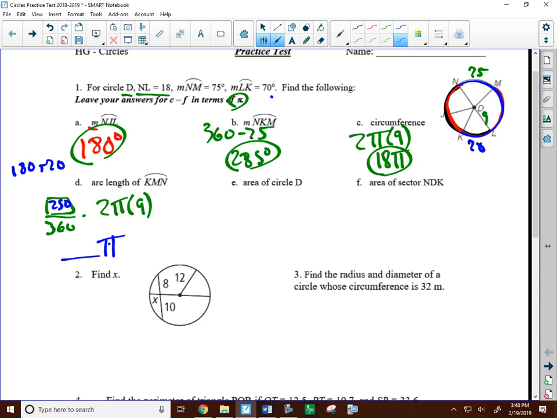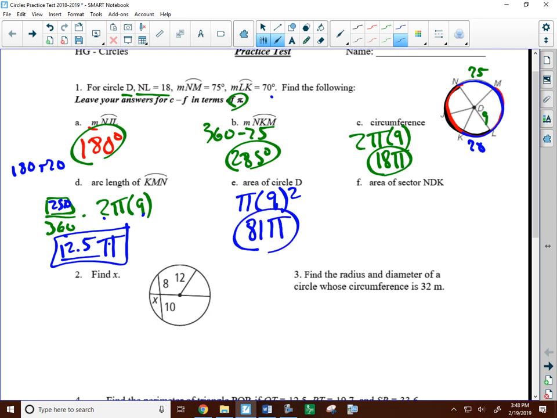So you put these in your calculator, 250 divided by 360 times 2 times 9. You get 12.5 pi. Again, leaving pi out. Or 25 halves would be the fraction. Area of the circle, pi times 9 squared. So you get 81 pi. And then area of the sector, it's just like E, but we'll have part of the circle. So I need something over 360, and we're with NDK.